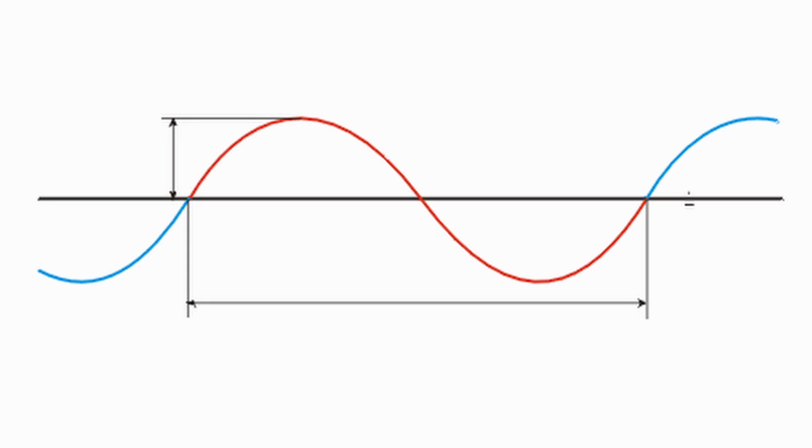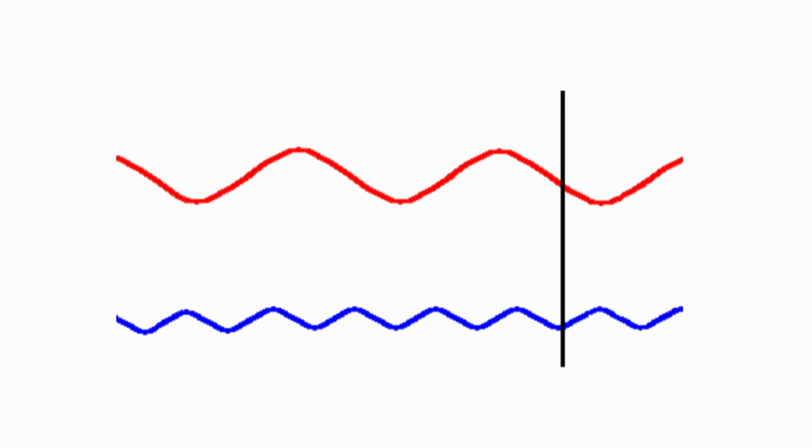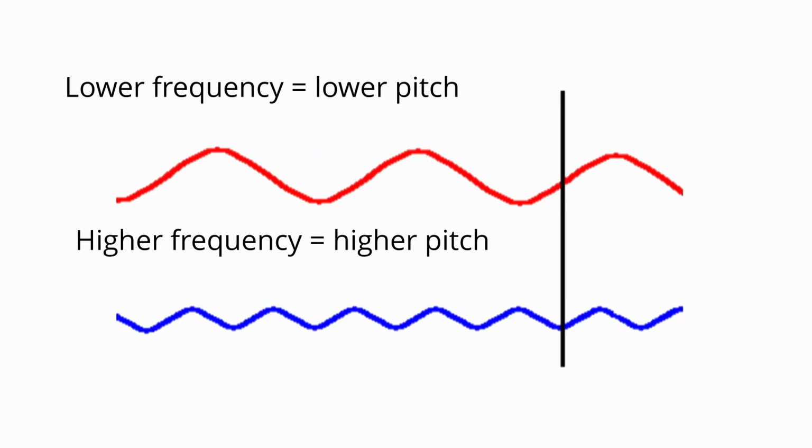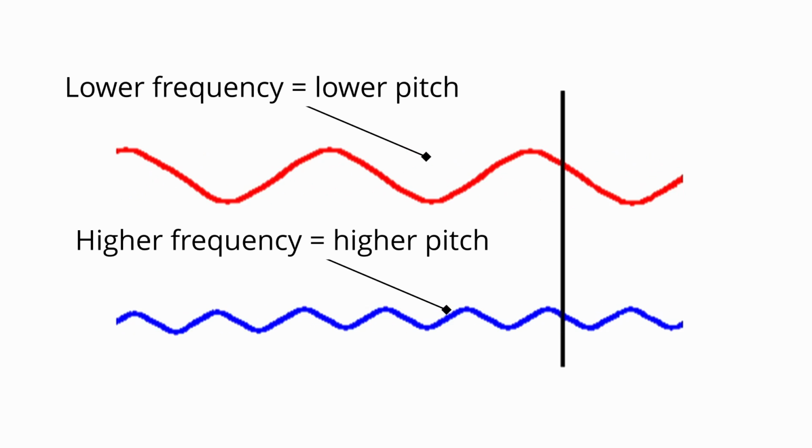The distance between high points on a wave is called a wavelength. The height from the rest point to the peak is called amplitude, and the number of high points per second is called frequency. In music, the frequency of the sound waves determines what is called the pitch, which is how high or how low a note sounds. Higher frequencies give us higher pitches.